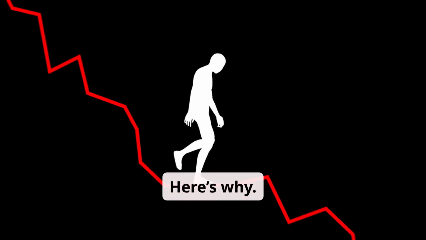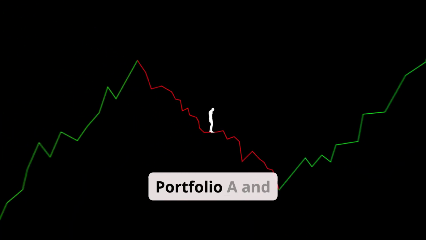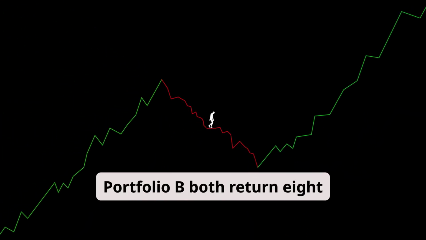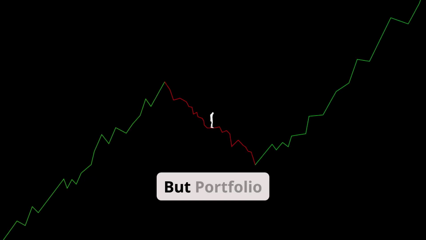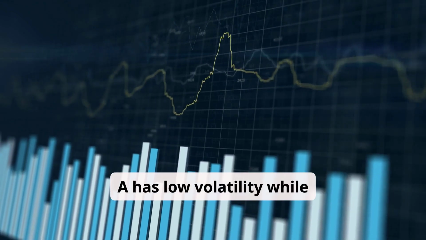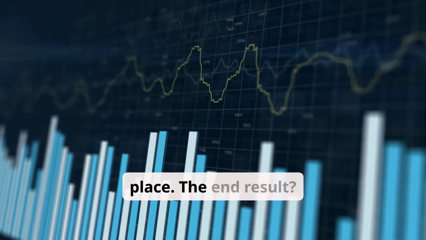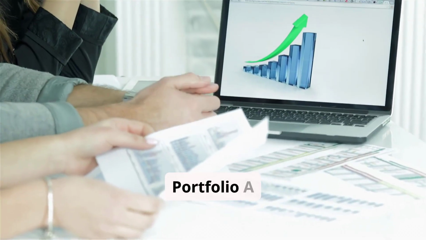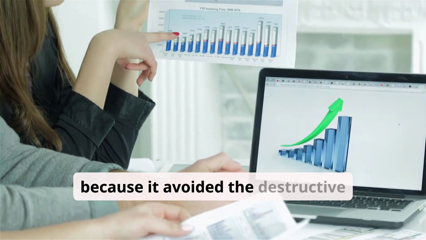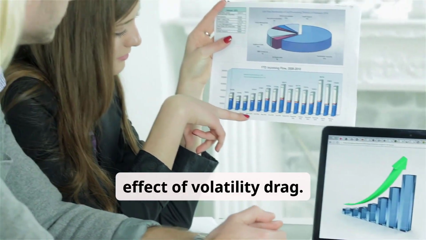Here's why. Imagine two portfolios. Portfolio A and Portfolio B both return 8% a year over 20 years. But Portfolio A has low volatility while Portfolio B is all over the place. The end result? Portfolio A ends up worth significantly more because it avoided the destructive effect of volatility drag.